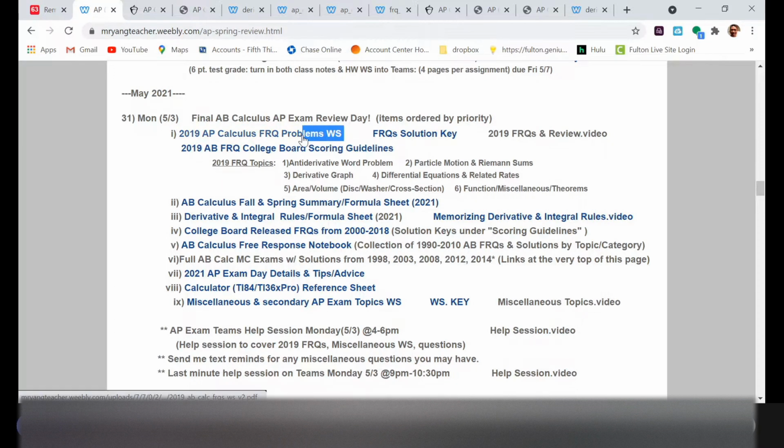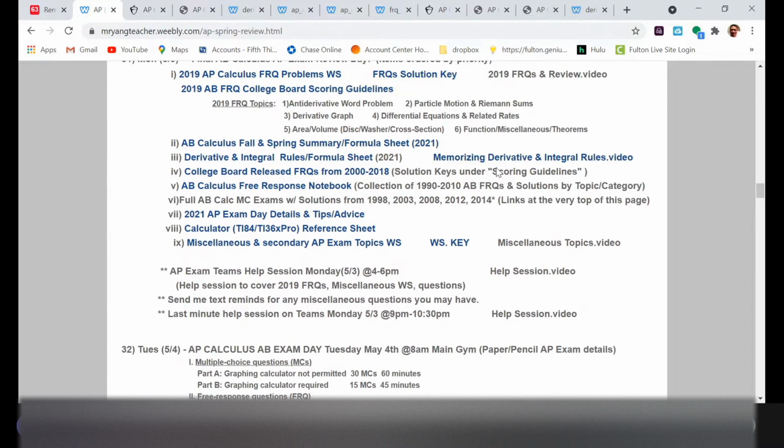But I think in class we may only be able to get through number 1 and 2. The other ones, 3 through 6, you can work on your own. There's a key here. But I'm also going to be available this afternoon from 4 to 6 to go over the rest of the FRQs. And I'll record it. If you can't make it, you can always check back on that link.